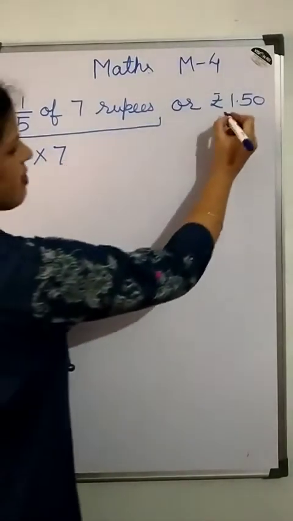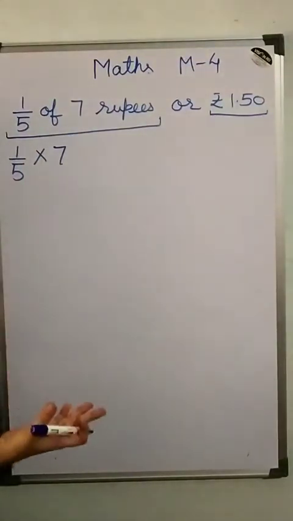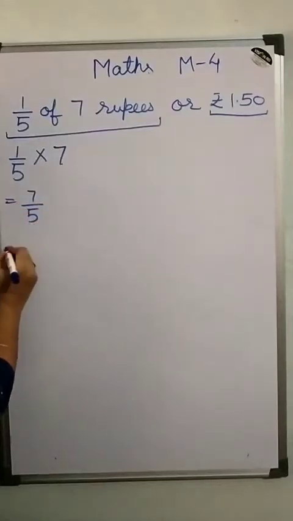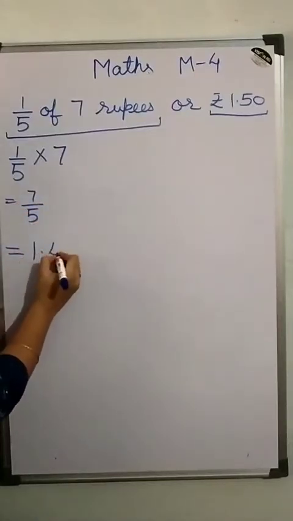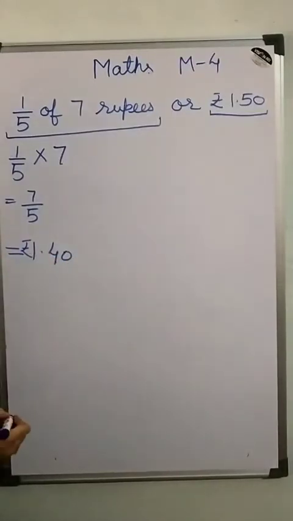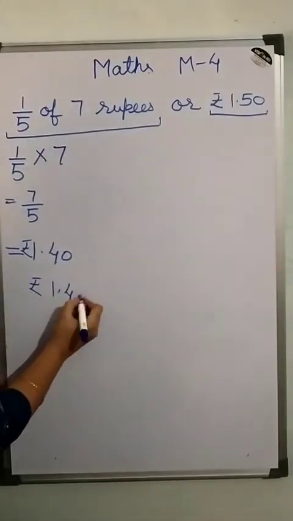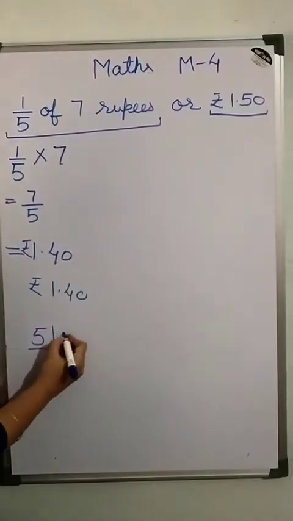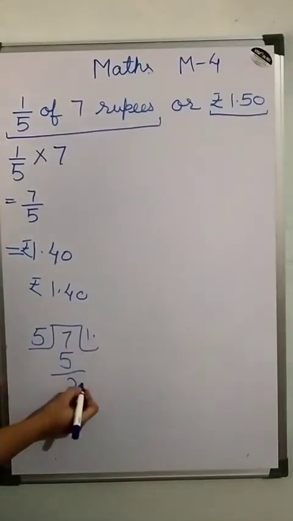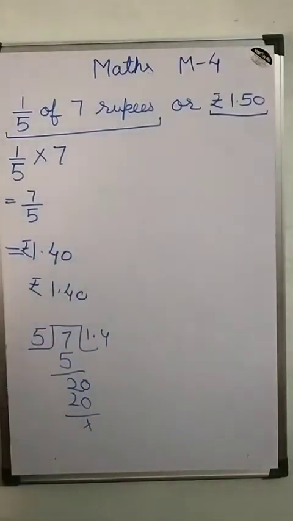Just see this one, this number is in rupees, so there is no need to convert into paise, we divide it only. 7 into 1 is equal to 7, 7 upon 5, so the answer is rupees 1.40. So which one is more? You can directly divide it. 7 here, and then put the decimal and 0 here. So it is in this way you can find.